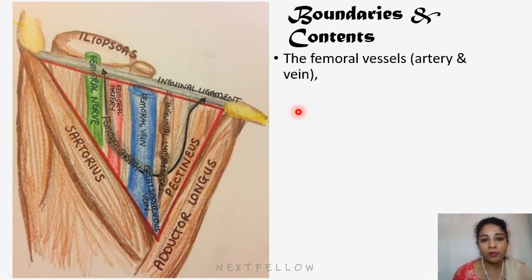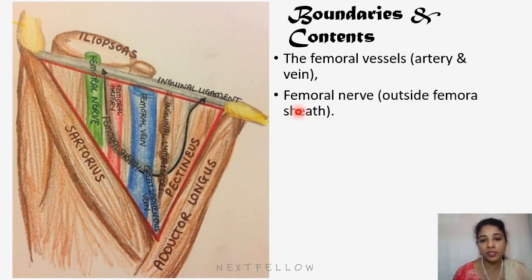So let's see the contents also. It has the femoral vessels, femoral artery and vein, which are enclosed in a sheath called the femoral sheath, and they run from the mid of the base to the apex. And the femoral canal is one of the important things which you have to note here. The compartment on the medial side of the femoral sheath is empty. It contains deep inguinal lymph nodes and is called the femoral canal, which I am going to discuss a little later.